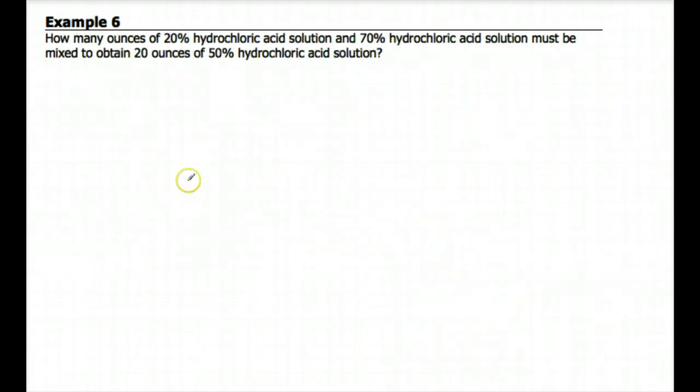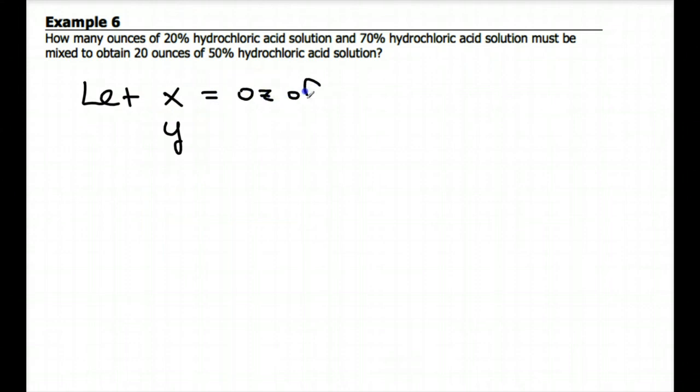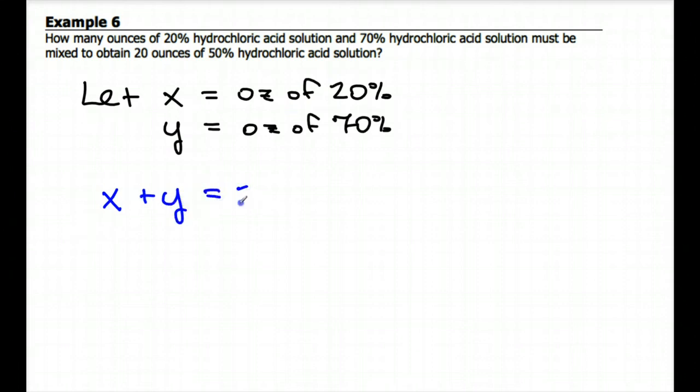Okay, the last problem is also a mixture problem. This one I have a hydrochloric acid solution, and so I want to mix a 20% solution with a 70% to get a 50% solution, and that 50% solution I want 20 ounces. So let statements: I'm going to let x be equal to the ounces of my 20% solution, and y is going to be ounces of my 70% solution. For my first equation, we just want it in terms of the ounces. I know I want a total of 20 ounces, so x plus y equals 20.